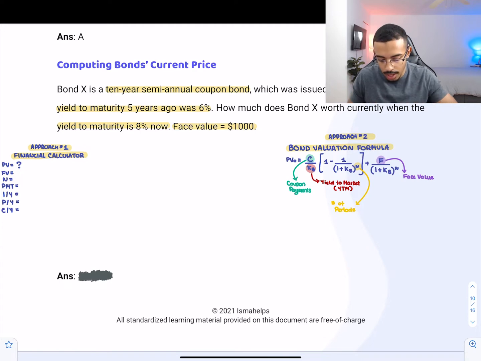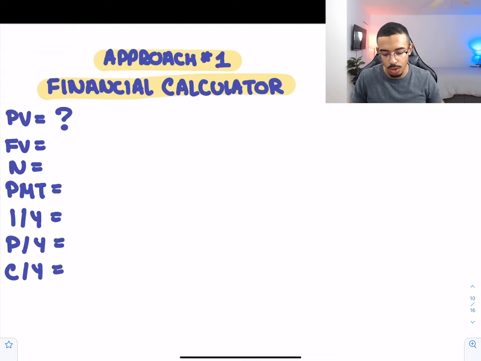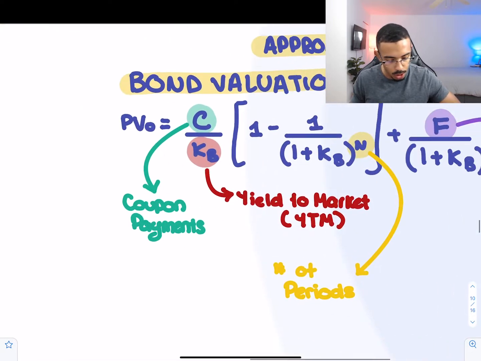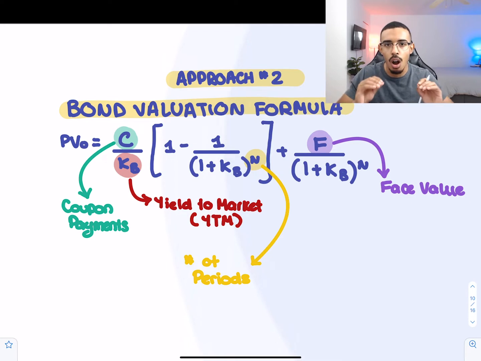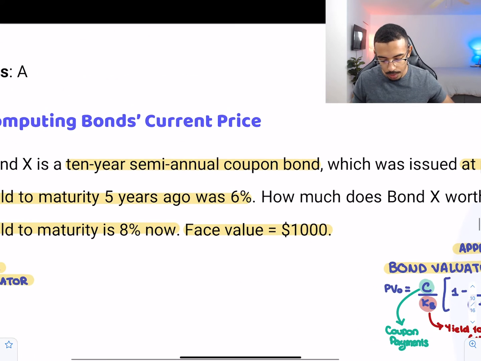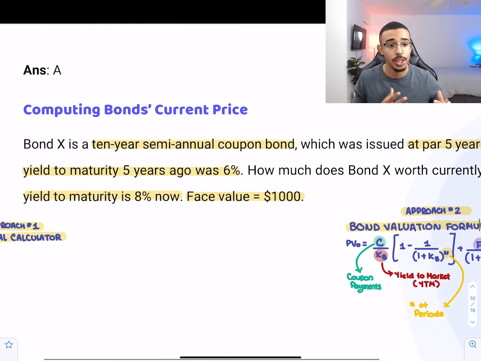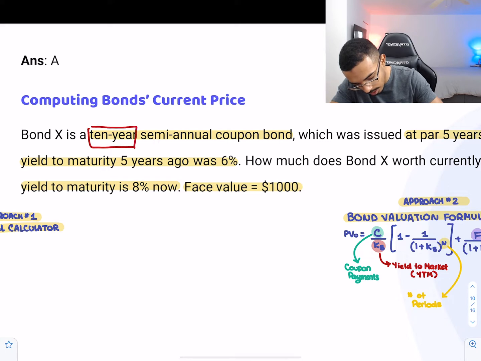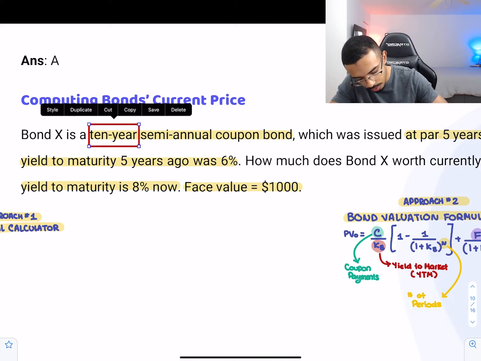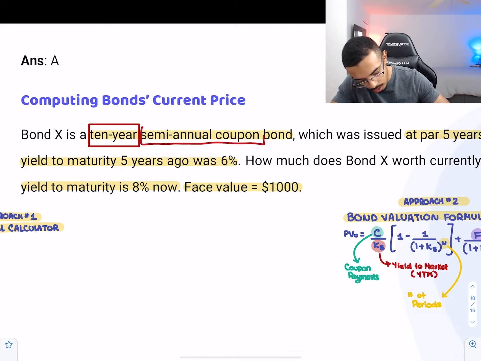Now, as you can see on the screen, I have two approaches: the one in which we use our financial calculator, and another approach, the one in which we use our bond valuation formula. There are several different little concepts that you need to understand, and we're going to jump straight into them and really make sense of them in real time. So, before we begin, let's identify the different elements of this question that are important for us and give them a rationale. We know, which is really important, that we have a 10-year bond. This could be crucial. And then we know that it's a semi-annual bond, okay? This is extremely crucial as well.